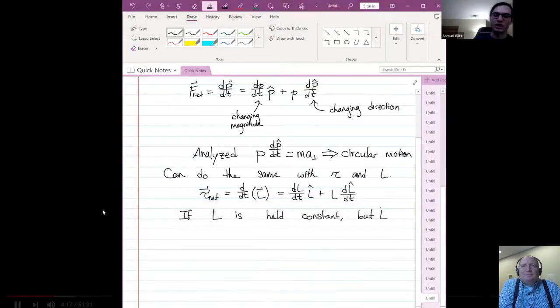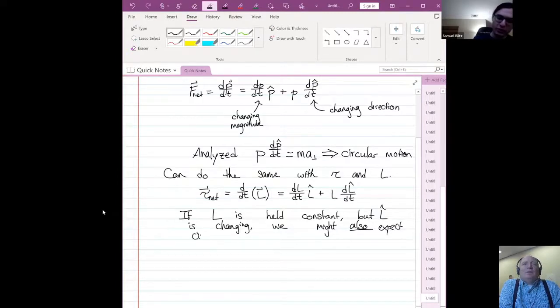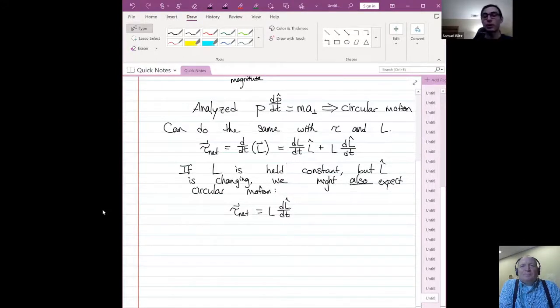But the direction is changing. The direction meaning the unit vector. We might similarly expect some sort of circular motion, just a different kind, in the exact same way that we found circular motion in the regular momentum and force case. So in this scenario, we have that the net torque is equal to L times dL hat/dt. That's because the magnitude isn't changing, so dL/dt is 0. So the question is how do we build a system like this? What would be a good example?